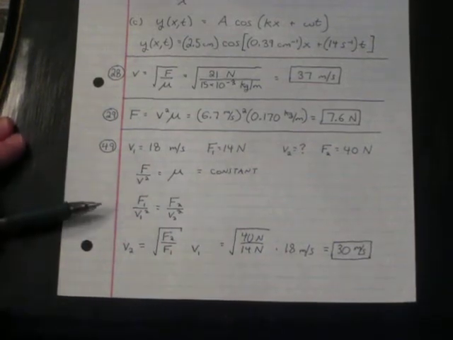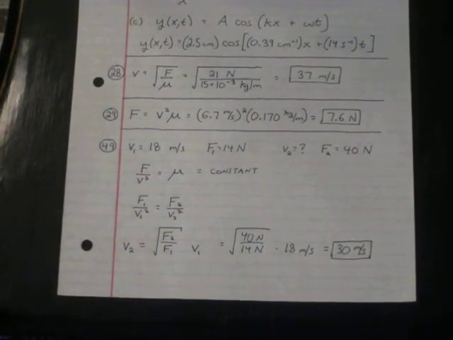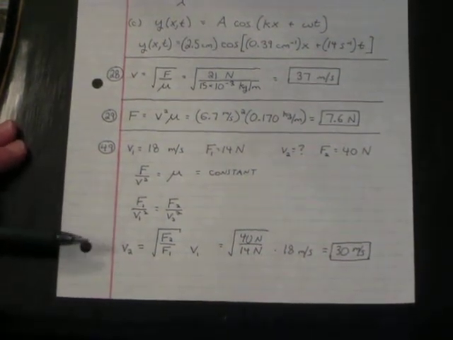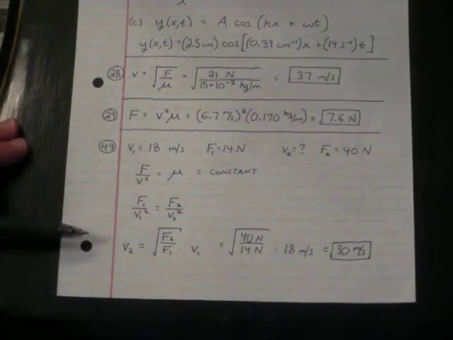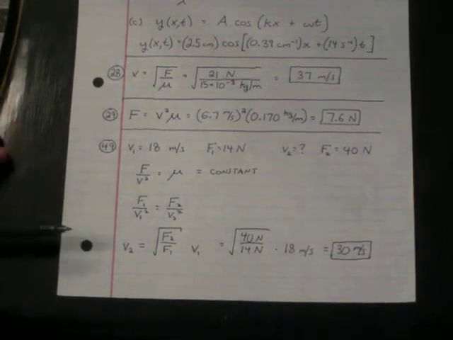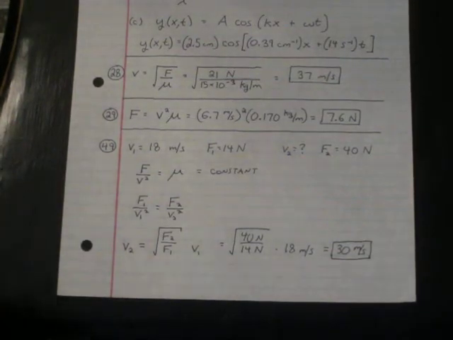So we can set it up and say F1 over V1 squared equals F2 over V2 squared. We know all those values except V2, so we're going to solve this for V2. V2 is the square root of F2 over F1 times V1. So we have square root of 40 newtons divided by 14 newtons times 18 meters per second, and we get 30 meters per second.